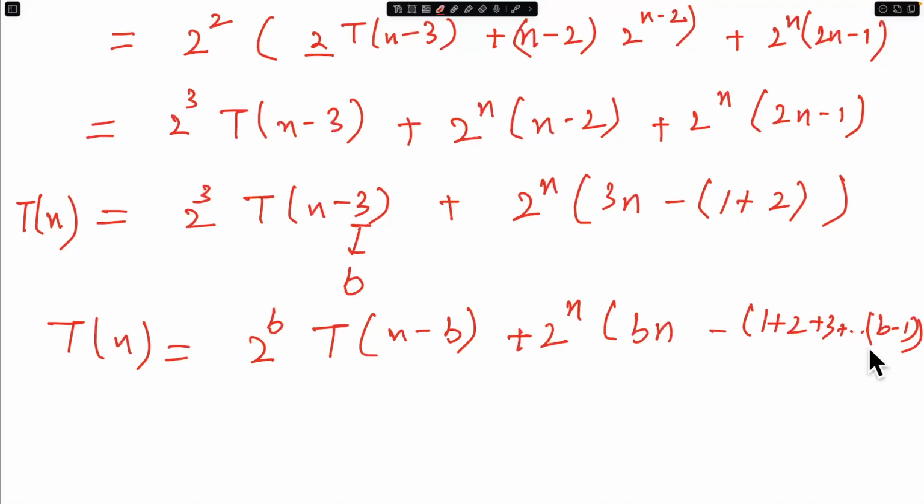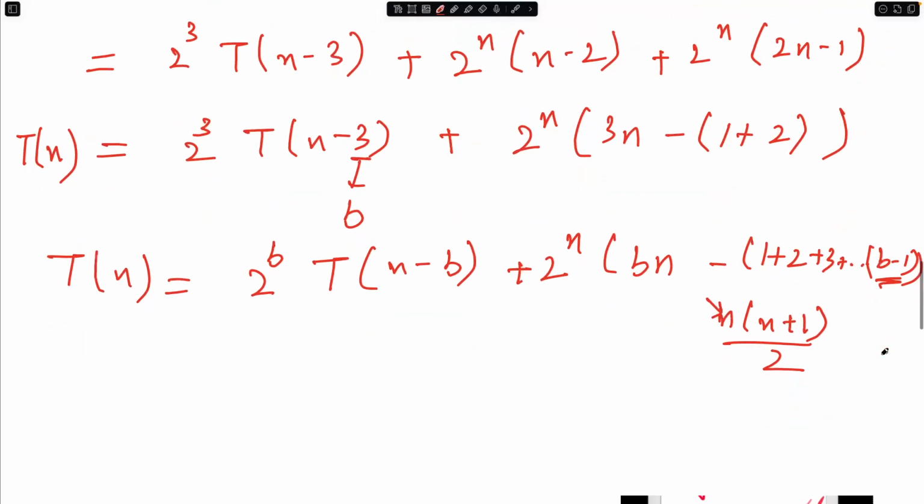And what does this kind of summation basically evaluate to? The addition of natural numbers is given by the equation n times n plus 1 by 2. This is the formula that gives the summation of the first n positive natural numbers. We have to substitute this n with b minus 1 because it is present over here. What do we get? We get b minus 1 times b by 2, right? b minus 1 times b by 2. This is something we're going to get over here.